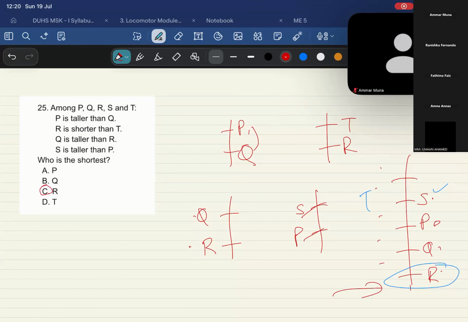25C. I hope that's clear as well. Let's move on to our next question.